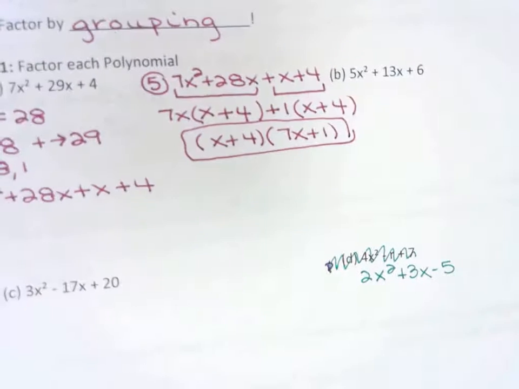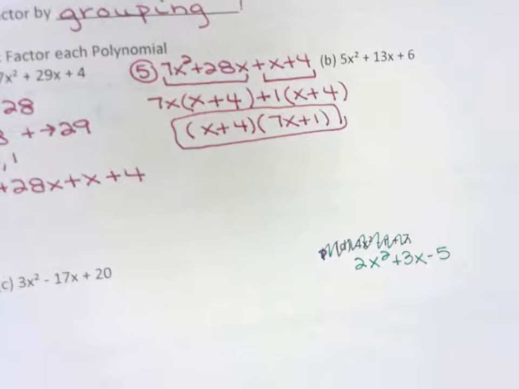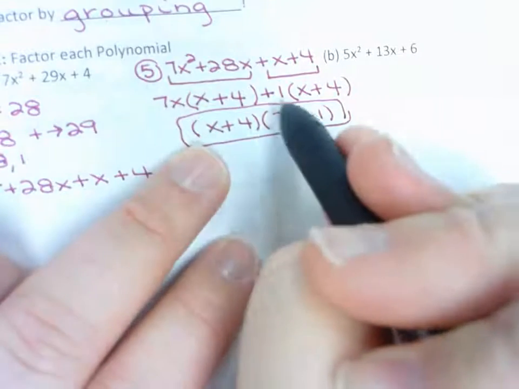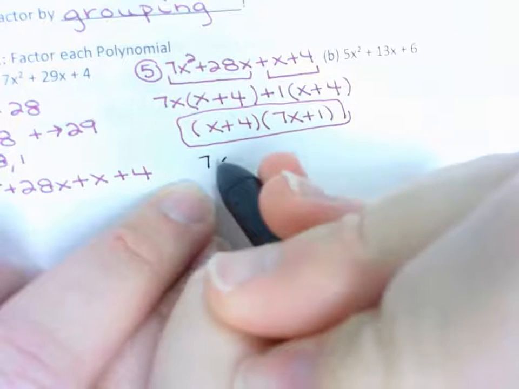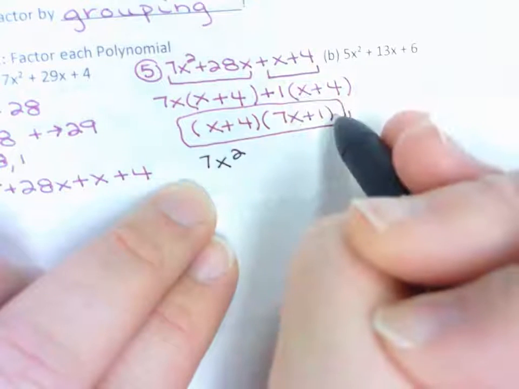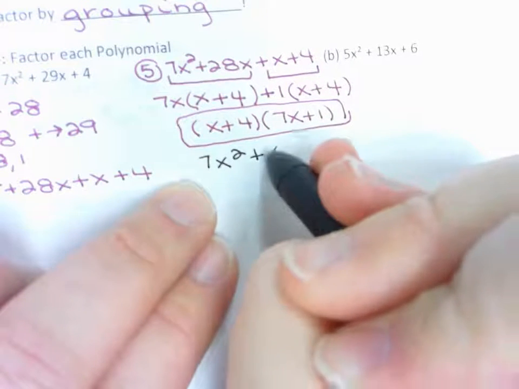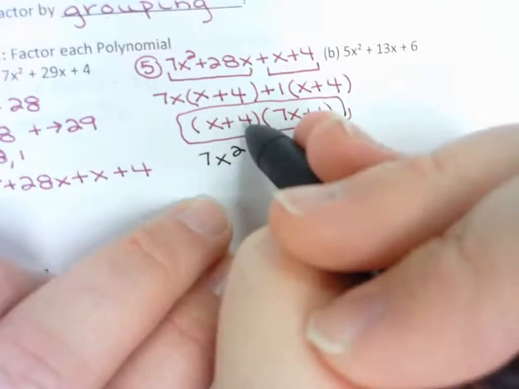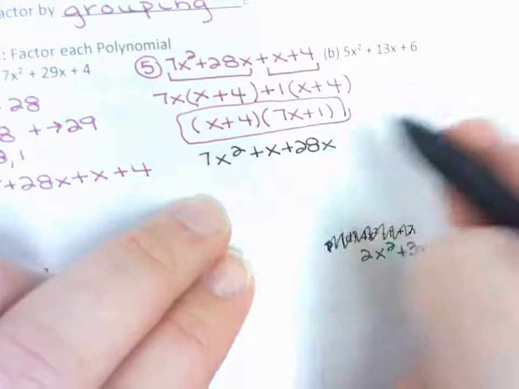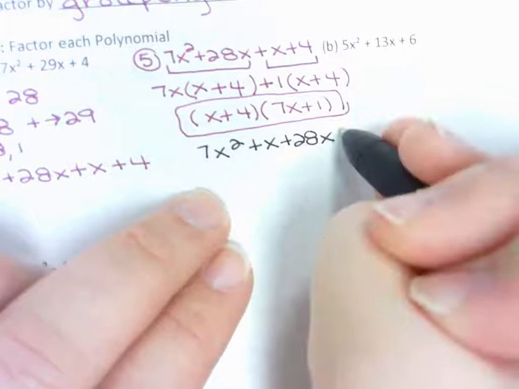Now real quick, if I wanted you to check this, you don't have to do this on the homework, but let me just show you how. How can I check this? Foil it out or distribute it out. What is x times 7x? That's first. When I multiply my outside, what is x times 1? 1x, or x. When I multiply my inside, 4 times 7x, 28x. And my last, 4 times 1, plus 4.